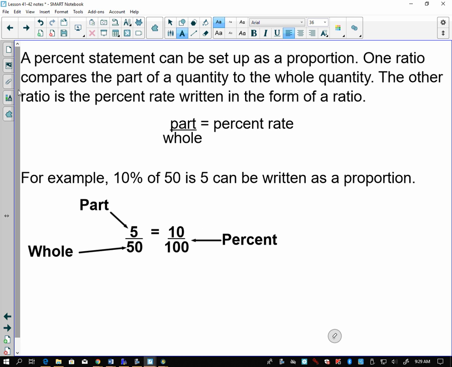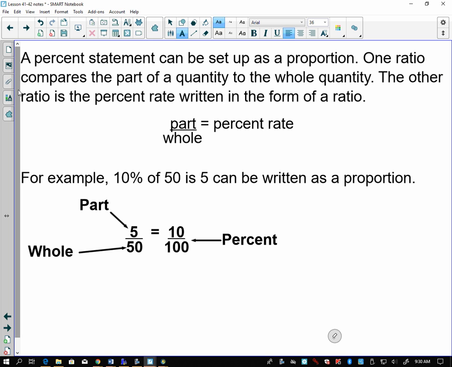All right, a percent statement can be set up as a proportion. A lot of you, I think, probably already solved these this way. One ratio compares the part of the quantity to the whole quantity. The other ratio is the percent rate written in the form of a ratio. So part over whole equals percent rate. For example, 10% of 50 is 5, and you see that worked out down here.